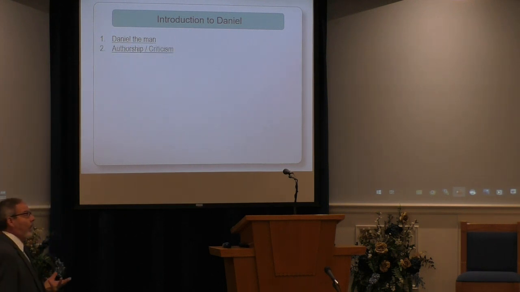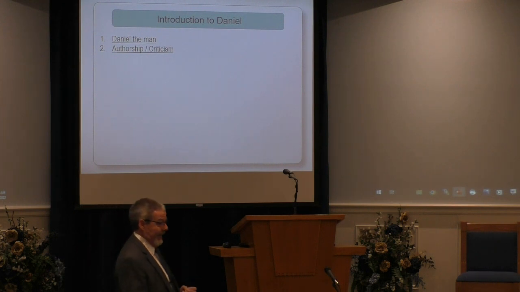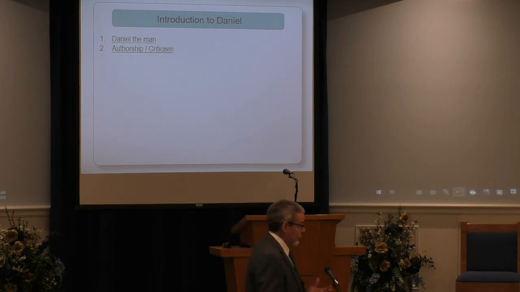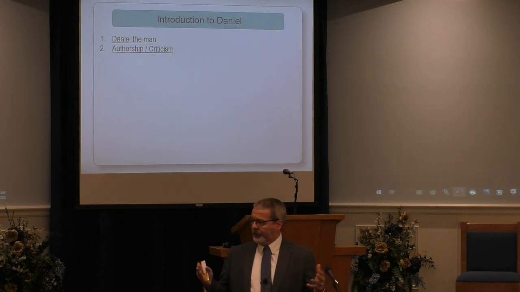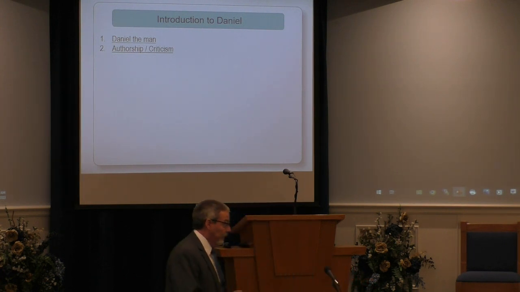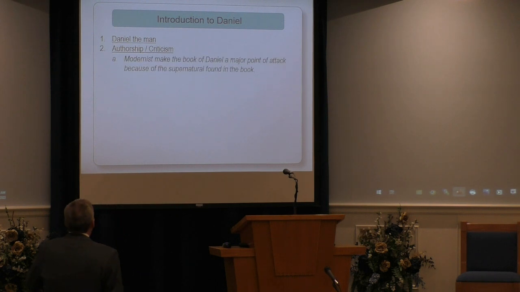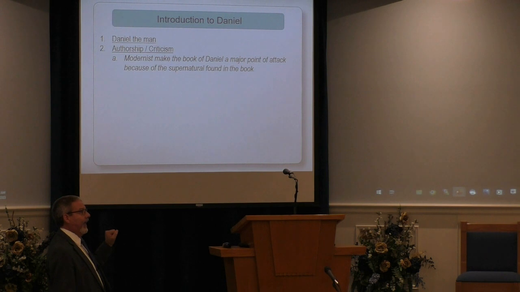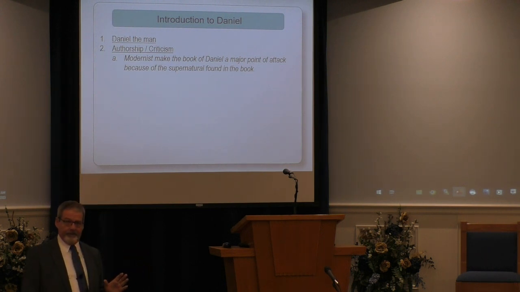All right, let's talk about the authorship of the book. This is highly criticized. In textual criticism, those who are deep textual critics question the authorship of the book of Daniel. We're not going to have time to get into that. The modernists make the book of Daniel a major point of attack. And the reason for that is the supernatural that's found there.